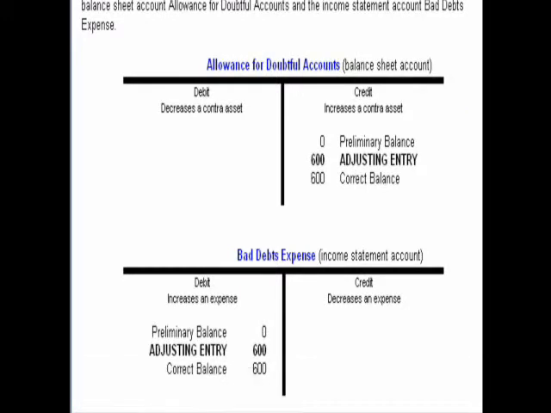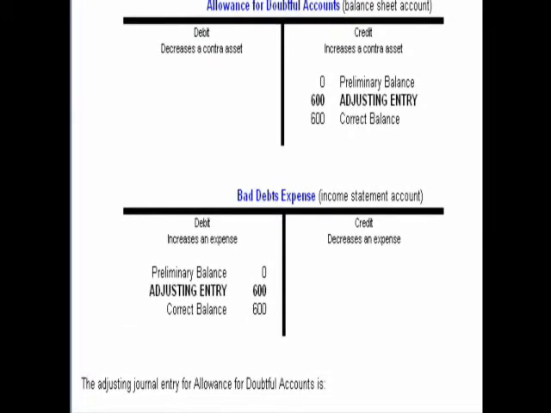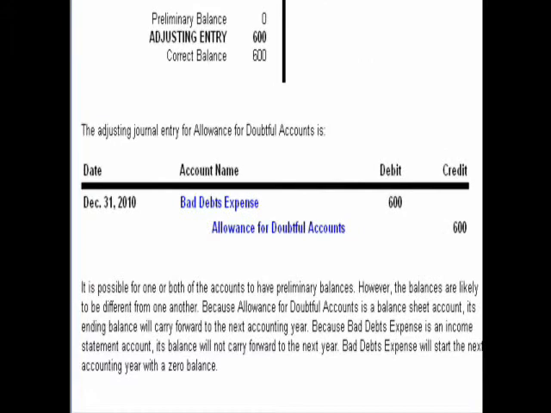And the bad debts expense, income statement account: the debit side increases an expense, preliminary balance 0, adjusting entry 600, correct balance 600. The credit side decreases an expense. The adjusting journal entry for allowance for doubtful accounts is dated December 31, 2007. Bad debts expense, debit 600. Allowance for doubtful accounts, credit 600.